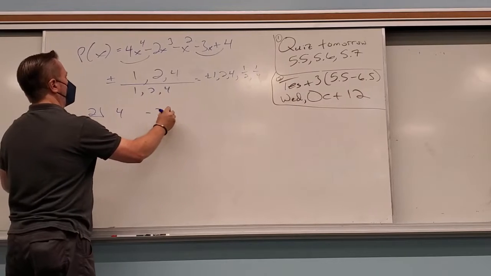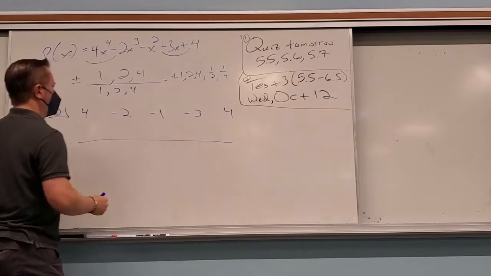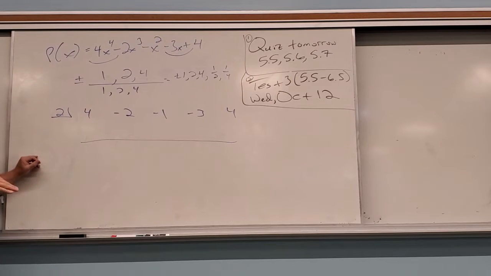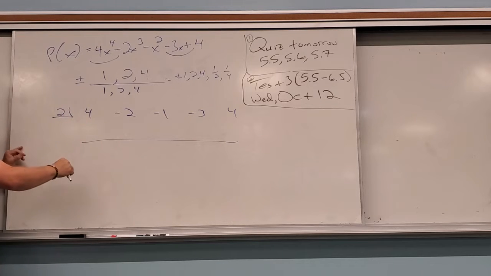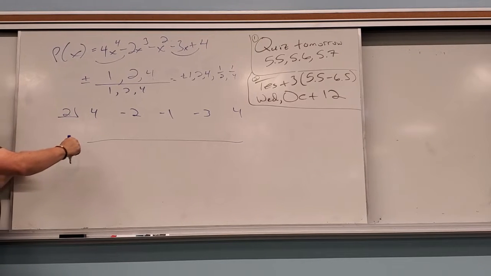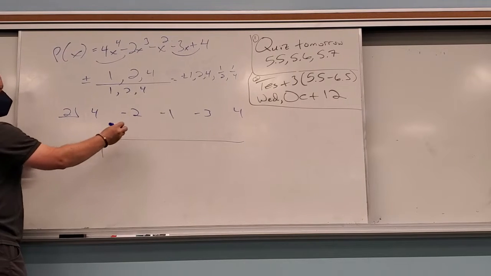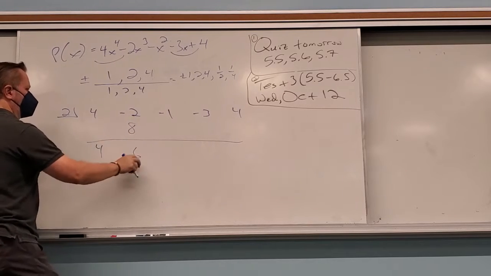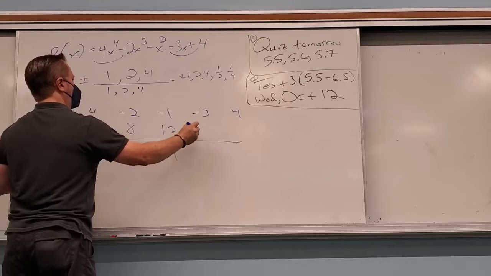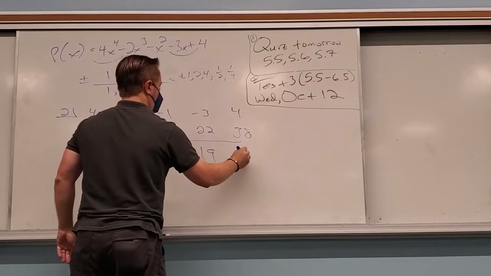I don't know what's going to happen here because I just made this up out of nowhere, but let's see. All right, let's see what happens. It's a good review. This is good because the quiz is going to have some of this stuff on it. How do I get this started? Bring down the 4. Multiply 2 by 4 is 8. Add, multiply, add, multiply, add. Come on, I think I did that right.